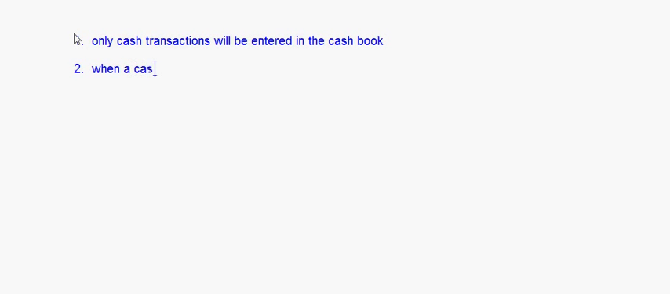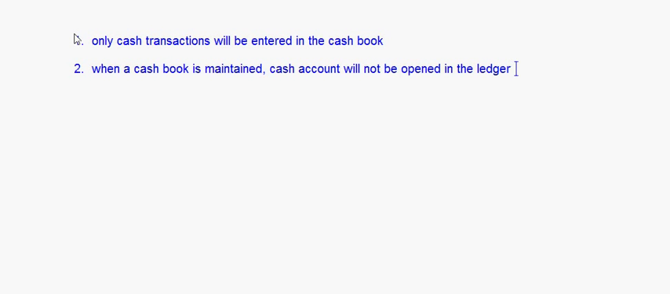The first point is only cash transactions will be entered in the cash book, and secondly, when a cash book is maintained, cash account will not be opened in the ledger. The same cash book will work as a ledger account for cash, right? In a cash book, we will not record non-cash transactions.